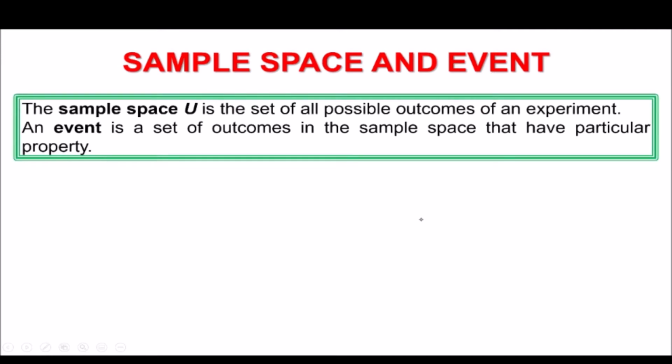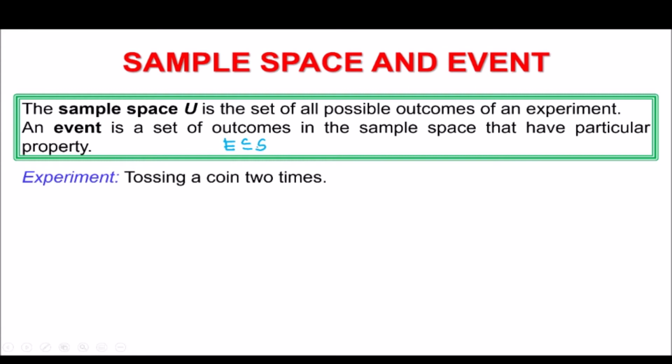So the sample space is the set of all possible outcomes of an experiment, while an event is a set of outcomes in the sample space that have a particular property. So in short, we can say that each subset in the sample space is an event. So an event is a subset of the sample space. Okay, so let's have some illustration on how to identify the sample space of a given experiment.